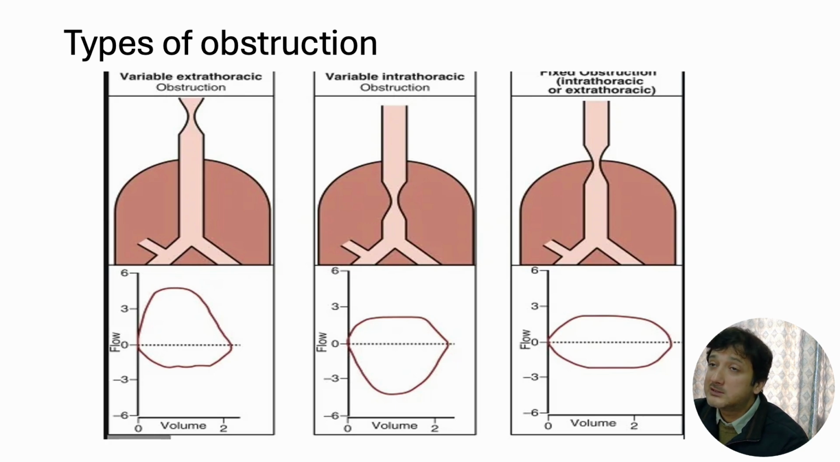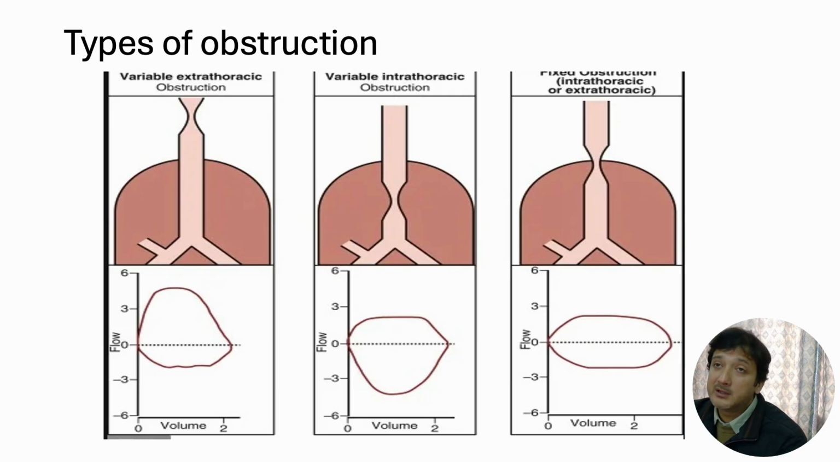During inspiration, as you can see above, as the lung expands, the trachea will also simultaneously expand. So in inspiration, there will be no effect. But during expiration, the obstruction will be seen, because as the lung contracts, the trachea also contracts. Now we see the extrathoracic obstruction, like vocal cord palsy or something like that.